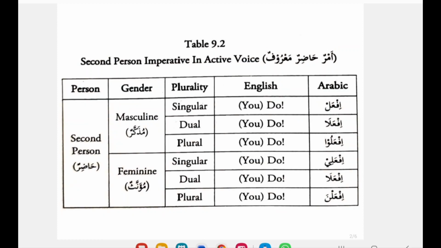This is the same table. This is what you get when you go through the procedure shown in the table before. You get if'al, if'ala, if'alu, if'ali, if'ala, if'alna. So you have to memorize it in this order so you know what amr is.